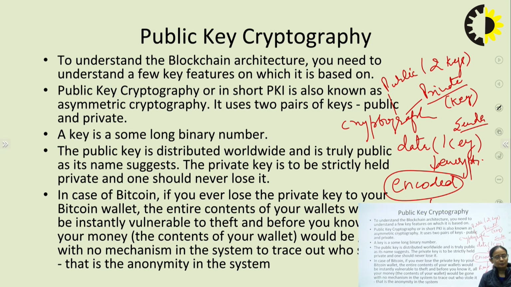So public key cryptography, PKI for short, is also known by the term asymmetric cryptography. It uses two keys, public and private. As you have seen with your physical key, in this case we cannot use a physical one, it needs to be in digital form. So this key is generally a very long binary number, generally 256 bits or 512 bits or more, 1024 bits and so on.